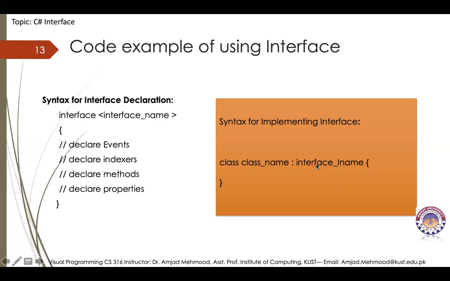Here you can see the interface, this is the name of the interface, and this is the class. Now this class will provide the definition of all the methods or events or indexes or properties which are available in this interface. So this class will provide the properties of all these. Now this class is implementing the interface. When a class is inherited from an interface, we say this class will implement this interface. So this is called implement.